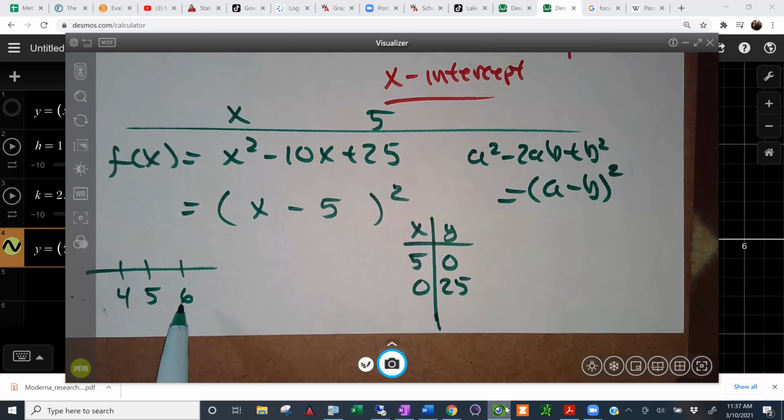Let's choose x equals 6 because then you get a positive, right? 6 minus 5 is 1. 1 squared is 1. So 6 and 1. So those would be a couple points that you could plot in order to get the graph of this on Webassign.